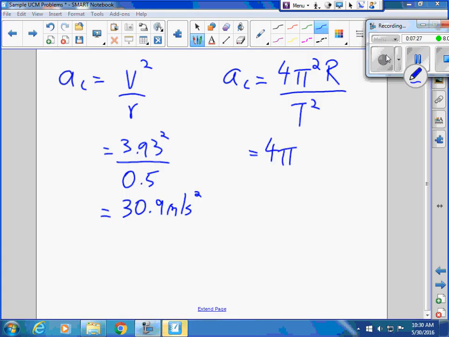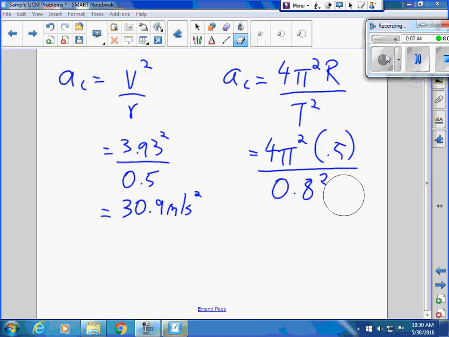So 4 pi squared, the r is 0.5, and the period is 0.8 squared. Make sure you're careful here. Just a reminder that it's pi that's squared, not the r. Okay, Nate, pay attention and watch your mouth.